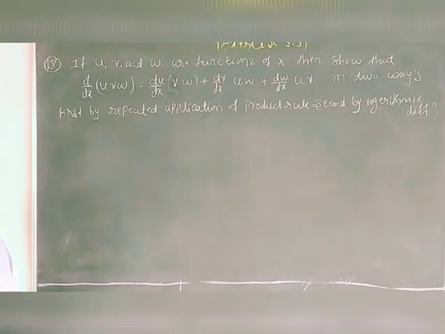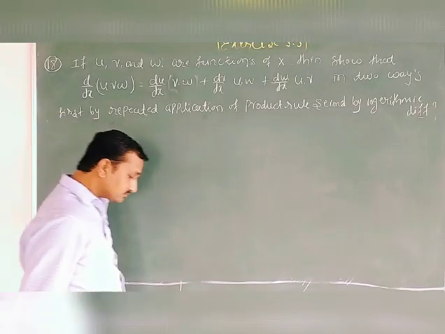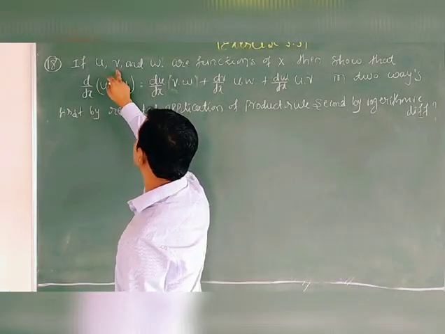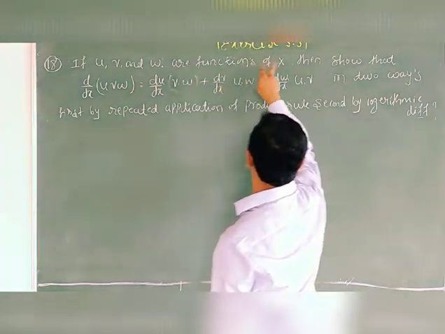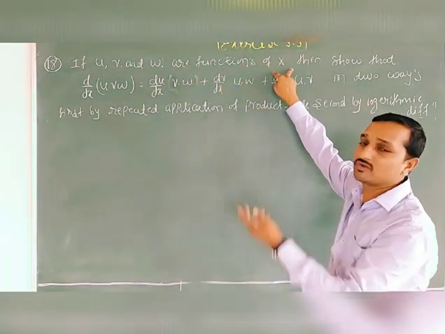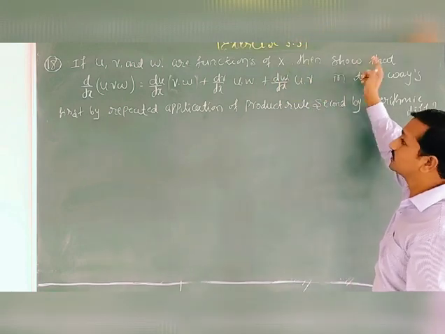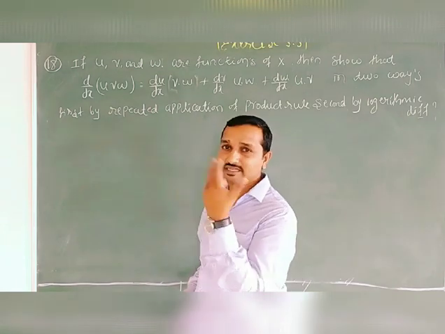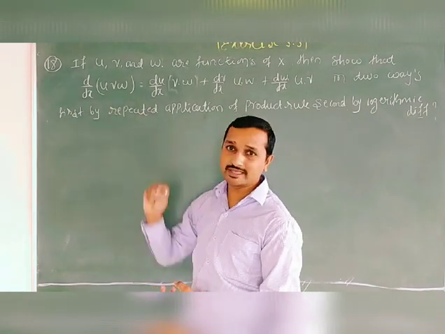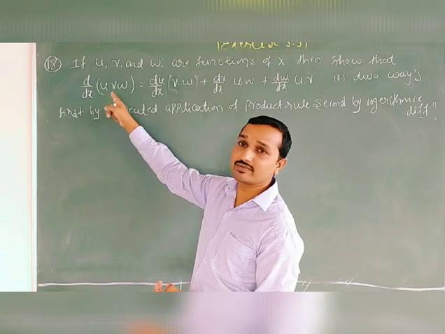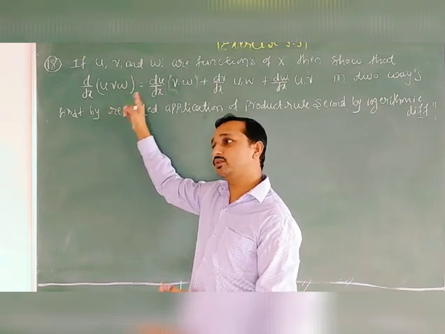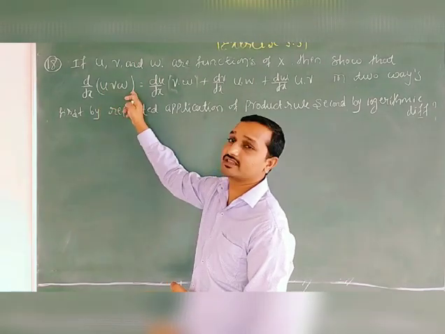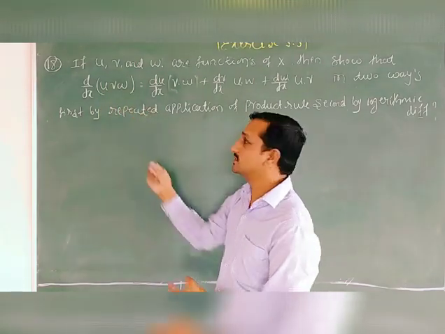Friends, this is the last example in exercise 5.5. This is a theory based example, friends. If u, v and w are functions of x, that means u, v, w are functions of x, then show that, what do we show? d by dx of u, v, w. Already we know the multiplication of two terms, u into v: first function u times derivative of v, that is dv by dx, plus v times du by dx. But here multiplication of three terms is there, u into v into w. So this is the formula.